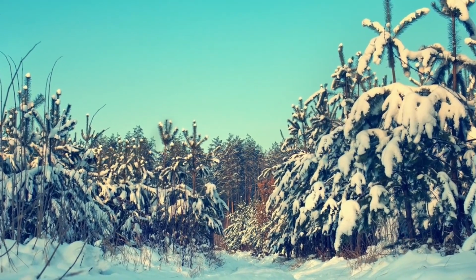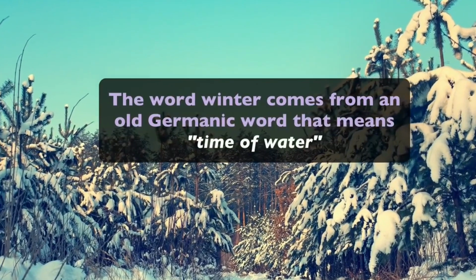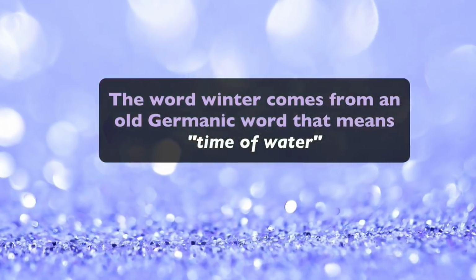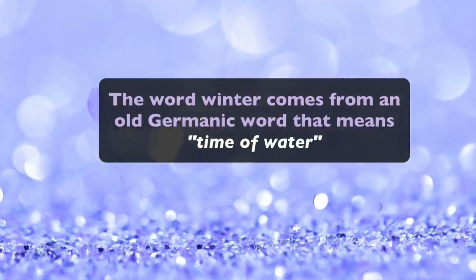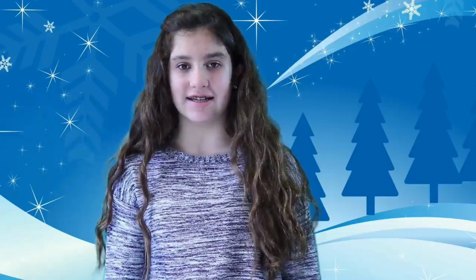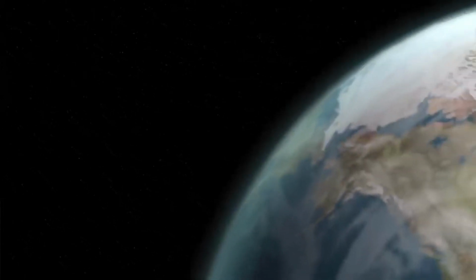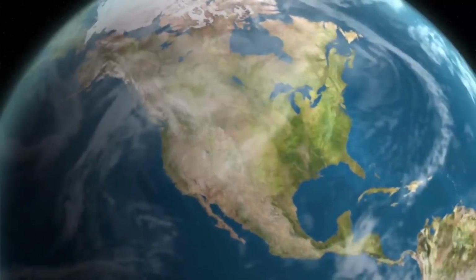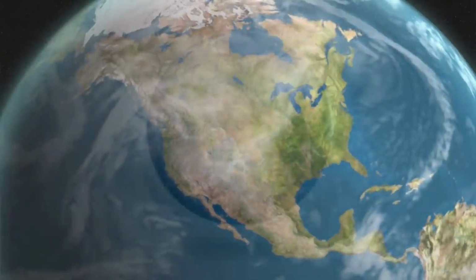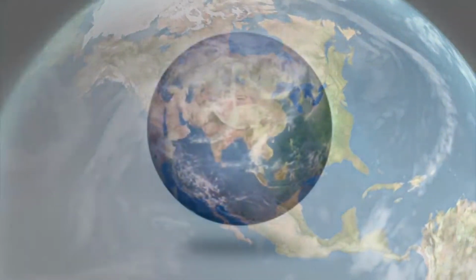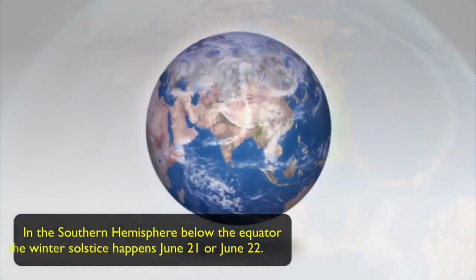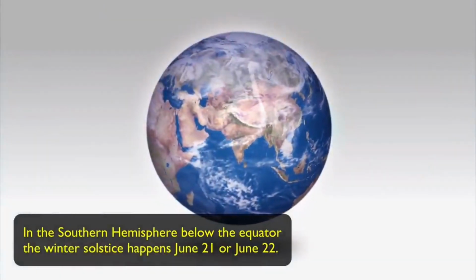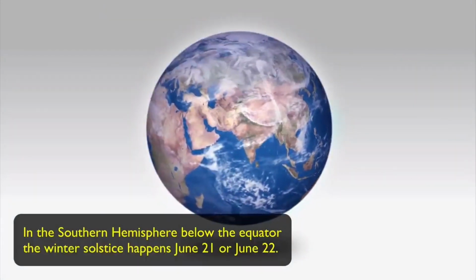But in the southern hemisphere, winter happens in June, July, and August. And the word winter comes from an old Germanic word that means time of water. Winter starts with the winter solstice. In the northern hemisphere, the winter solstice usually happens on December 21st or December 22nd. And in the southern hemisphere, which means it's below the equator, the winter solstice happens on June 21st or June 22nd.